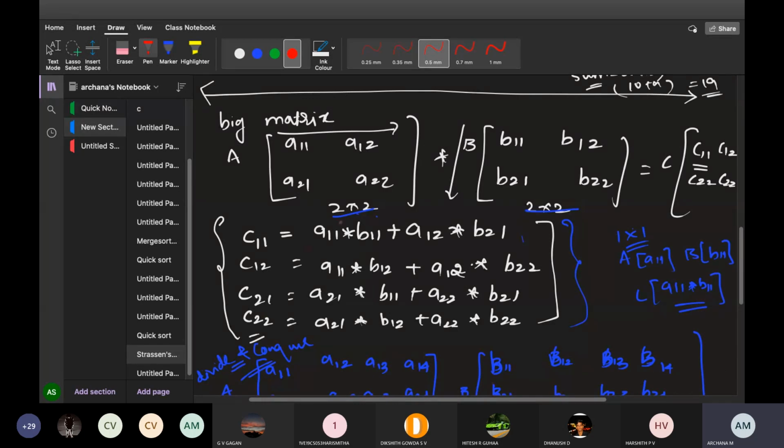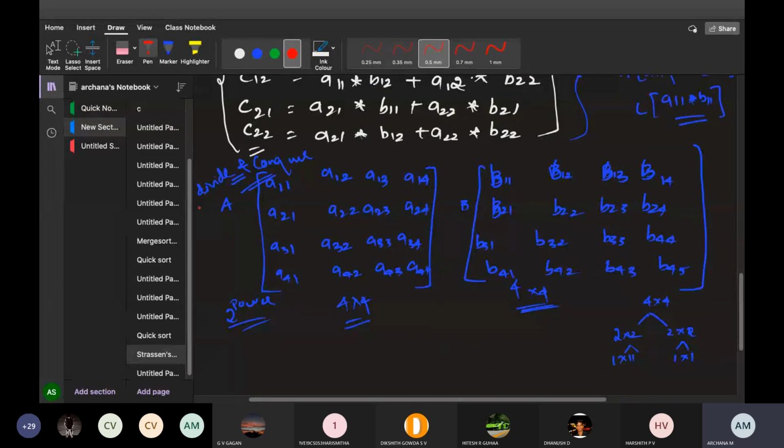Generally we can write the normal formulas, whatever we write in maths, and we can write a program. Okay, this is a simple method Strassen gave. So if it is 2 cross 2 or 1 cross 1, this is okay to solve. But if it is a very big matrix, you need to use divide and conquer technique. Okay, that is very, very important because we are using only divide and conquer techniques in the second module.